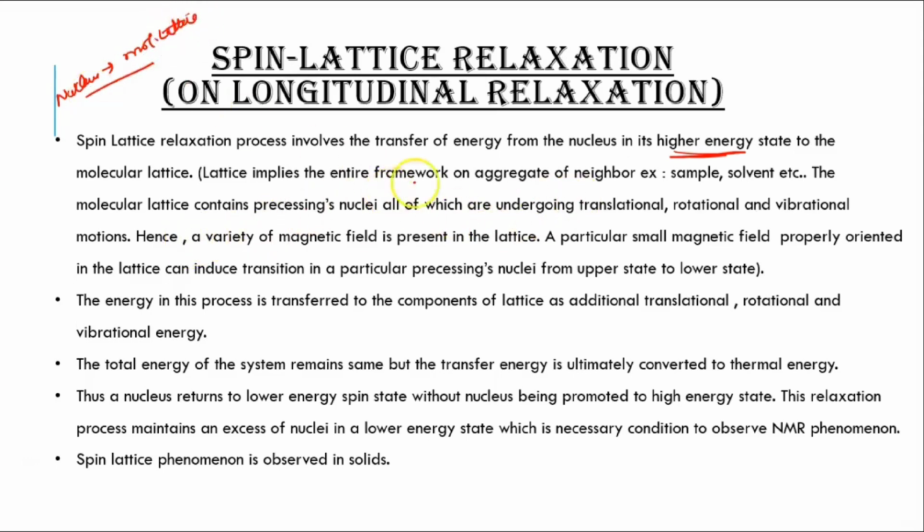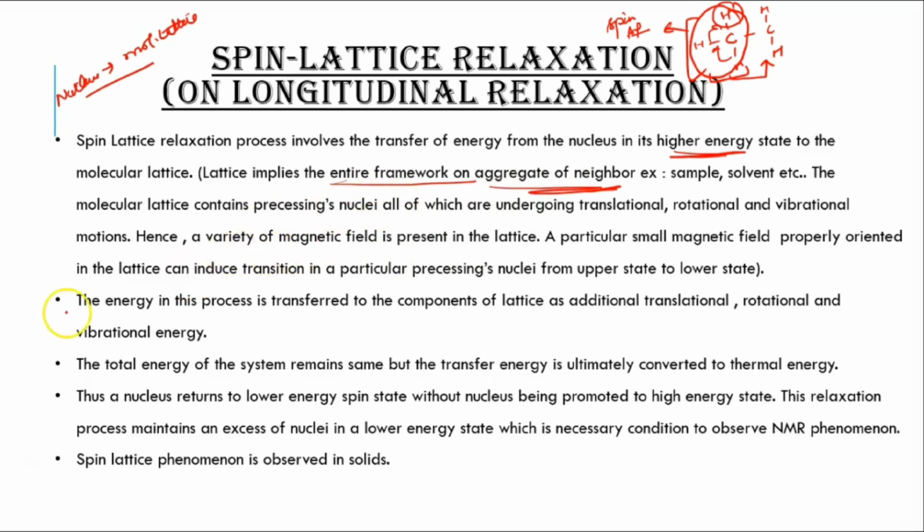Correct. So lattice implies the entire framework of aggregate of neighbors. यानी कि अगर मान लो ये आपका मॉलिक्यूल है CH3CH2, तो सिंपल सी बात है, जब आपके मिथाइल के तीनों प्रोटॉन्स में आपस में म्यूचुअल एक्सचेंज ऑफ एनर्जी हो रहा होगा तो उसे आप बोलोगे स्पिन स्पिन. And वही अगर मान लो कि एक पूरे मिथाइल की जो एनर्जी है वो उसके नेबरिंग प्रोटॉन यानी कि CH2 के मिथाइलिन प्रोटॉन्स में ट्रांसफर हो रही है, so that is going to be the case of spin lattice. This is how you can understand.